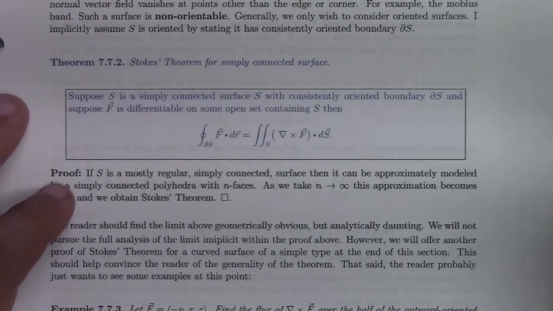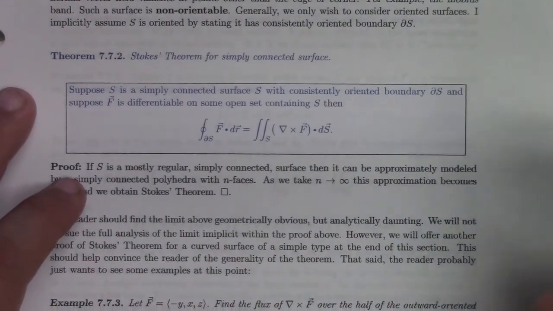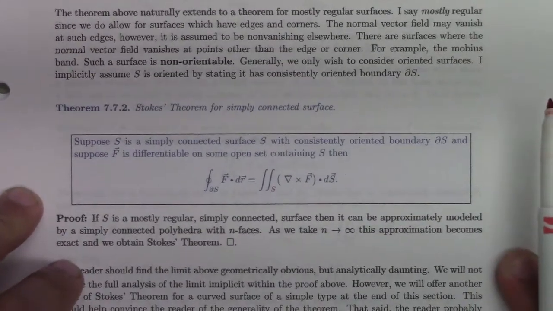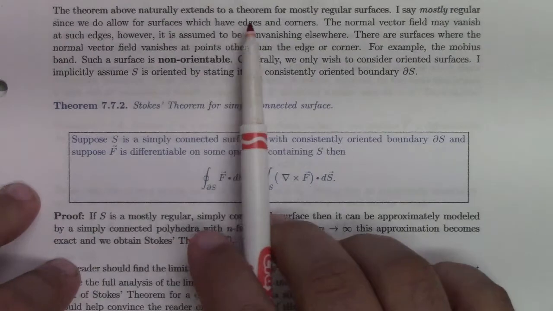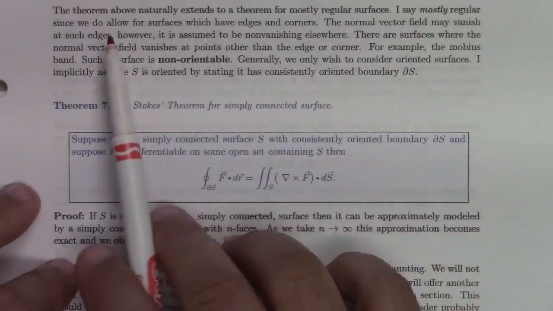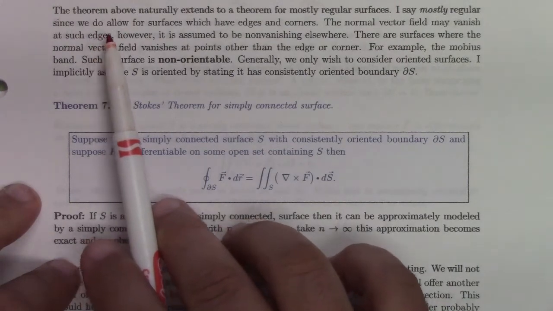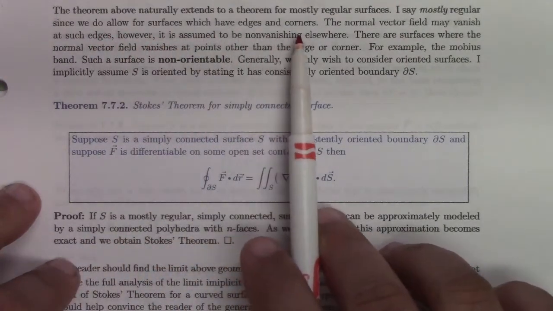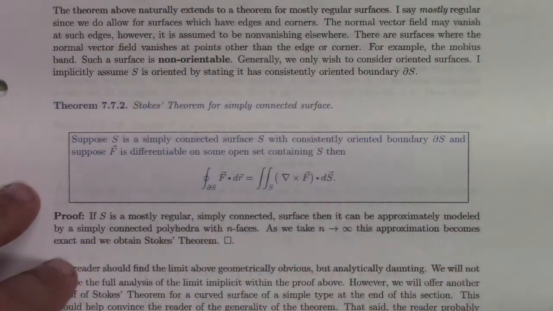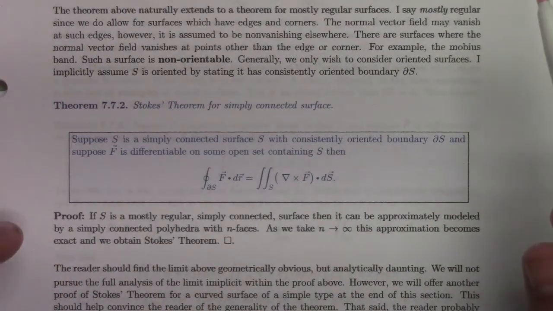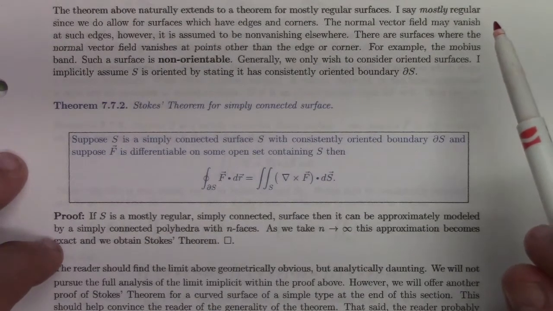Now, I say this theorem naturally extends to a theorem for mostly regular surfaces. I say mostly regular because we do allow for surfaces that have edges and corners. Essentially, since we're integrating over a two-dimensional thing, if you've got some sort of one-dimensional crease, it's not going to change the integral.